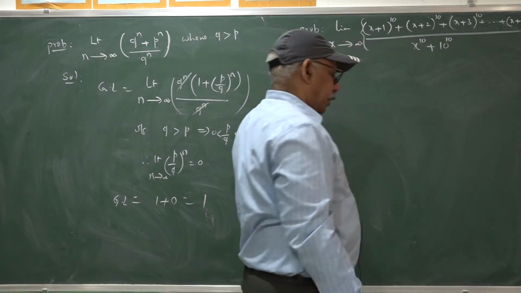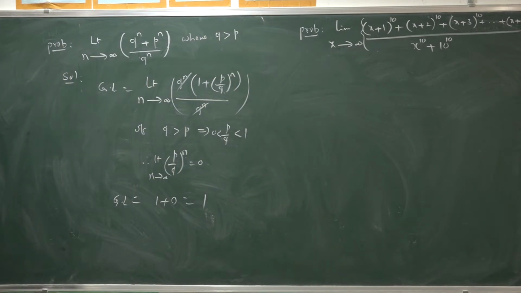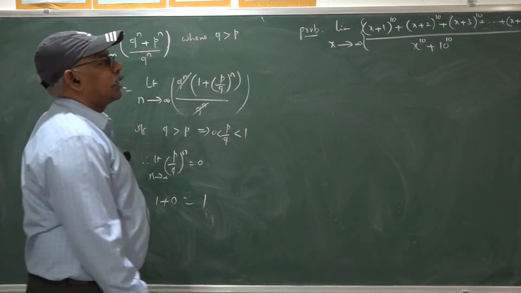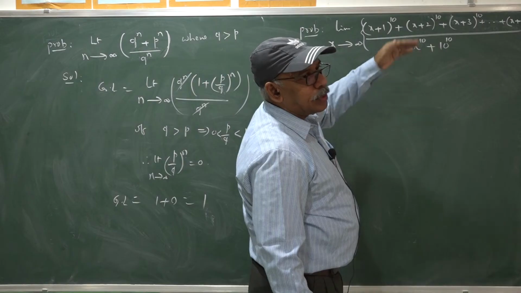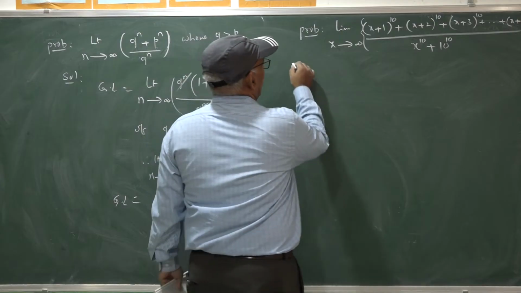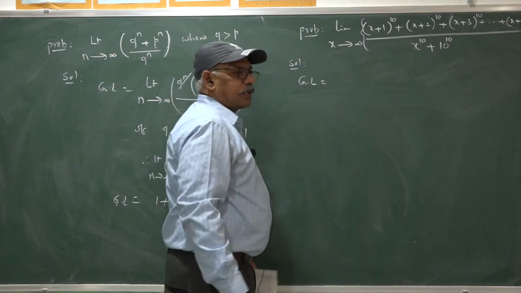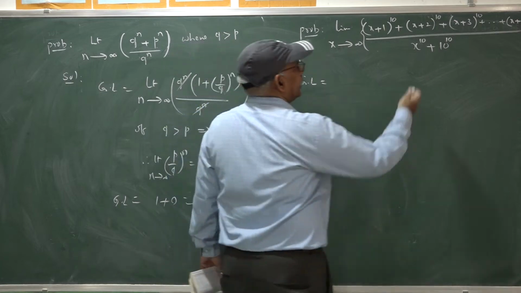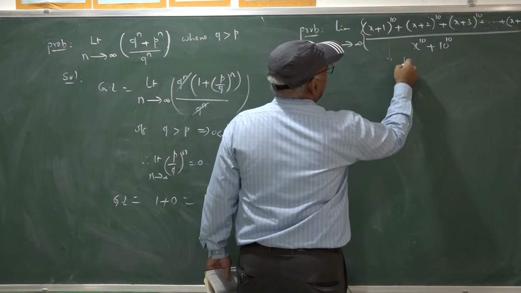This is our problem. Limit as x goes to infinity of ((x plus 1)^10 plus (x plus 2)^10 plus (x plus 3)^10 and so on, (x plus 100)^10) by (x^10 plus 10^10). To evaluate this limit, express the given function as a function of 1 by x at first. Write the function as a function of 1 by x. This is a function of x. Reduce this function as a function of 1 by x.